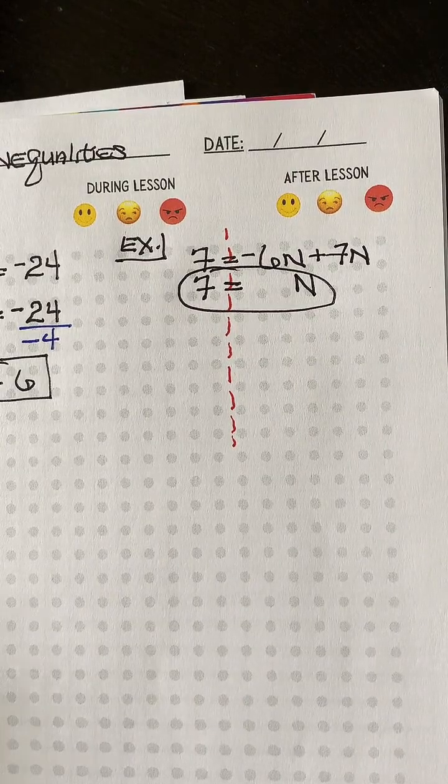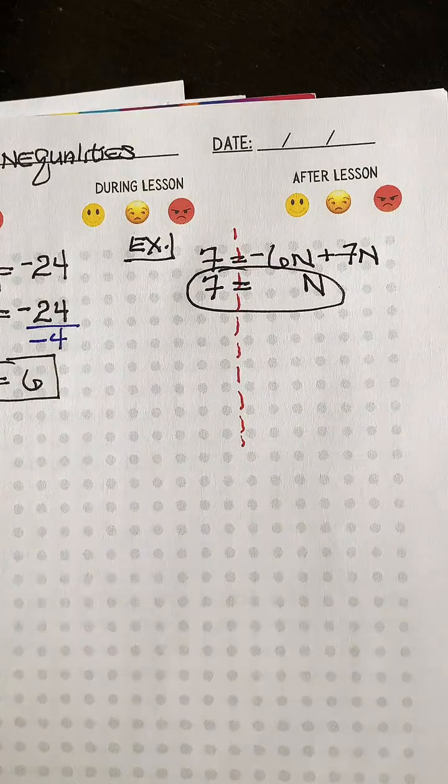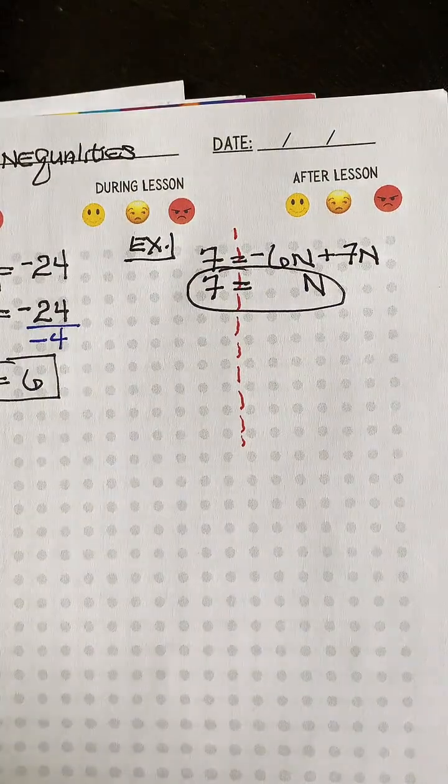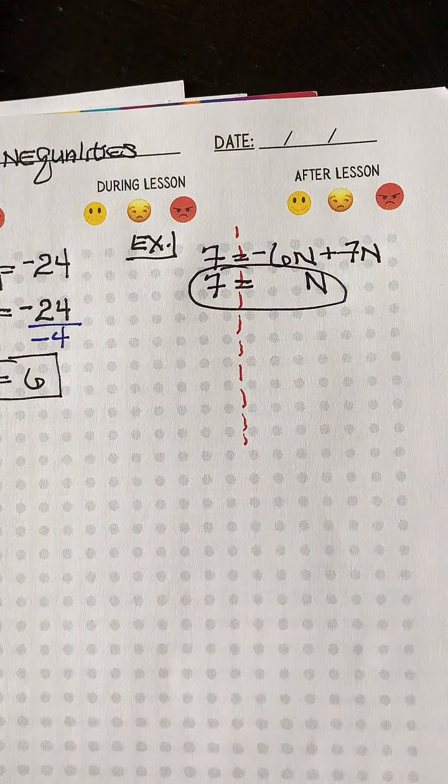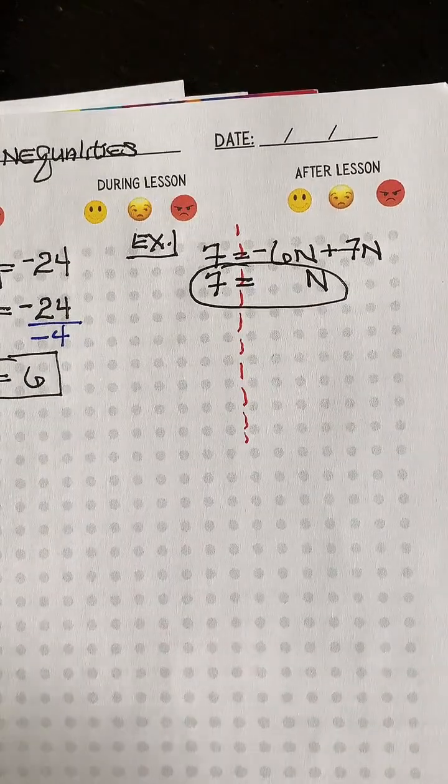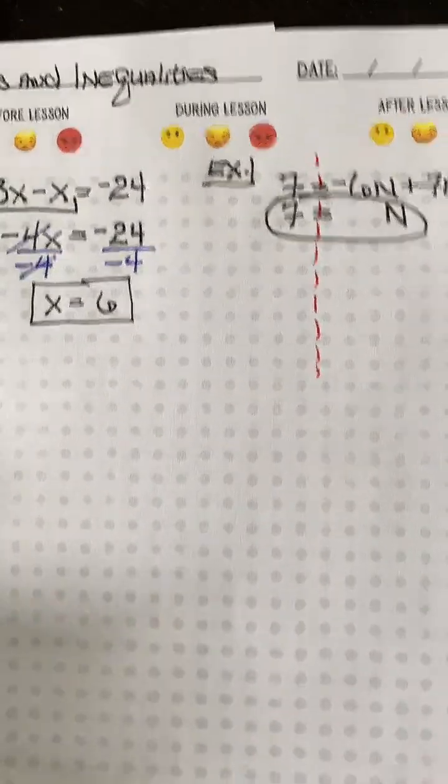Okay? I know, the signs always get that. All right? So that's what you're basically doing. The key thing is you want to isolate the variable. All right? That's what it is.